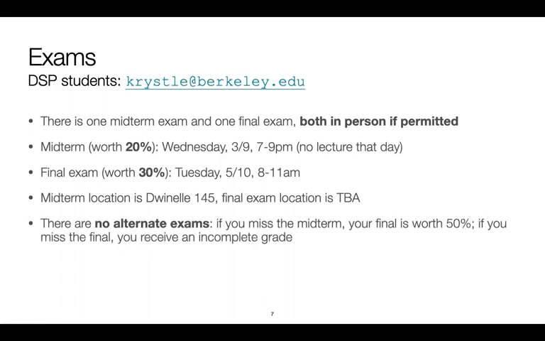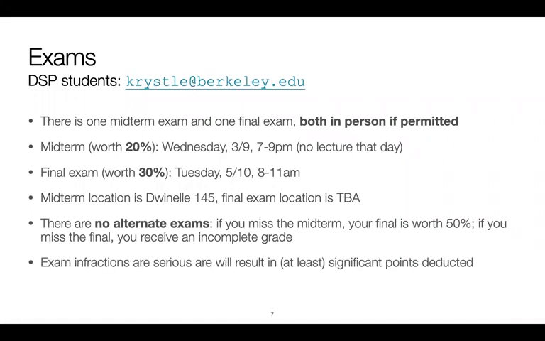There are no alternate exams. So if you miss the midterm exam, your final will subsume that part of your grade. So it'll be worth 50% of your overall grade. If you miss the final exam, you receive an incomplete grade, which you can then resolve next semester. And exam infractions are really serious, and they will result in at least significant points deducted from that exam, which is a significant detriment to your overall grade just because they're worth so much.